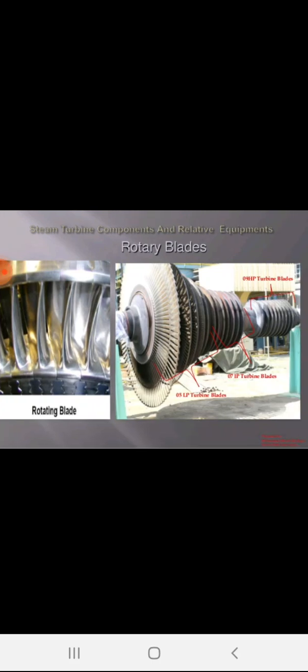Rotary blade methods. Low pressure turbine blade, or high pressure and intermediate pressure methods. High pressure turbine blade rotors.